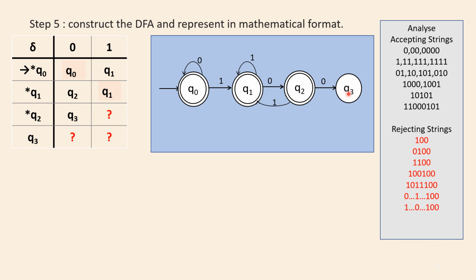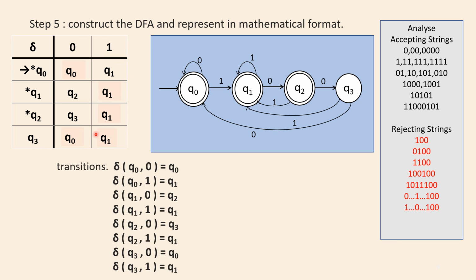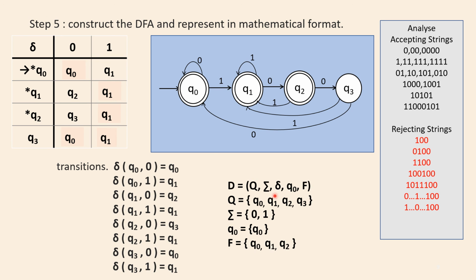Now if I have 1, 0, 0, 1, this also has to be accepted. So I cannot loop 1 here because it will reject the accepting strings. So instead, if I have 1, 0, 0, 1, I am giving back that 1 to Q1. If I have 1, 0, 0, 0, which is an accepting string, I am giving that 0 to Q0. So 1, 0, 0 will get rejected. If I have another 0, it goes to Q0, which is a final state where the string is being accepted. So let us complete the transition table and write the mathematical representation.